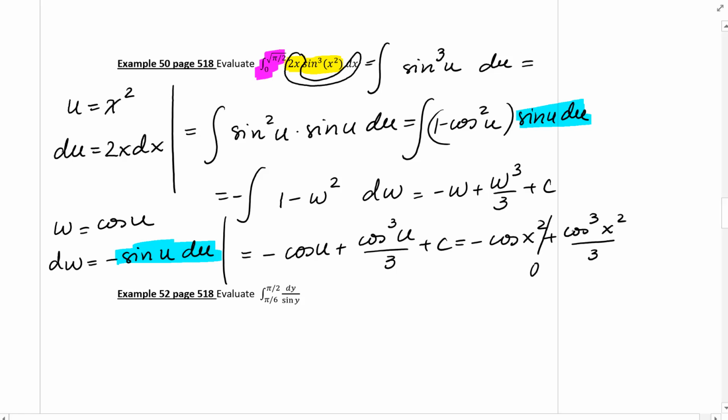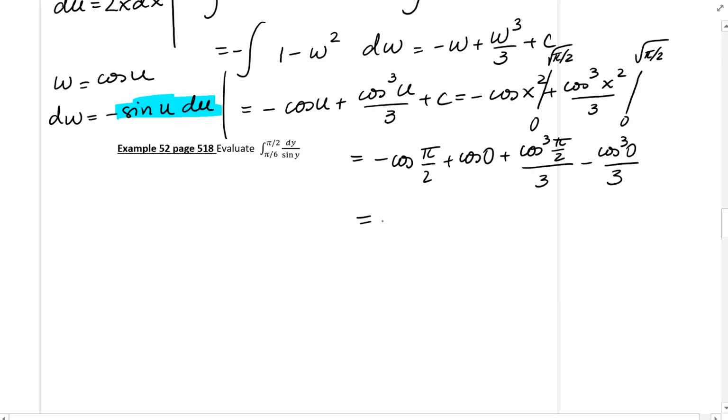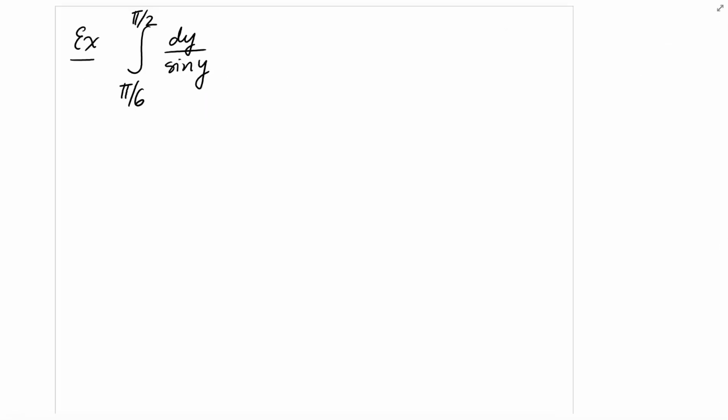But we have to evaluate this from 0 to square root of pi over 2, and then from 0 to square root of pi over 2. So then we get negative cosine of pi over 2 plus cosine of 0 plus cosine to the third of pi over 2 over 3 minus cosine to the third of 0 over 3. So if we compute this, cosine of pi over 2 is 0. So we get cosine of 0 is 1. Cosine of pi over 2 again is 0. So minus 1 over 3. So we get 2/3.